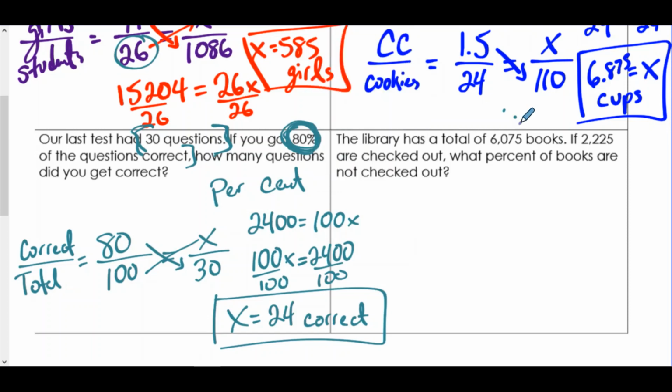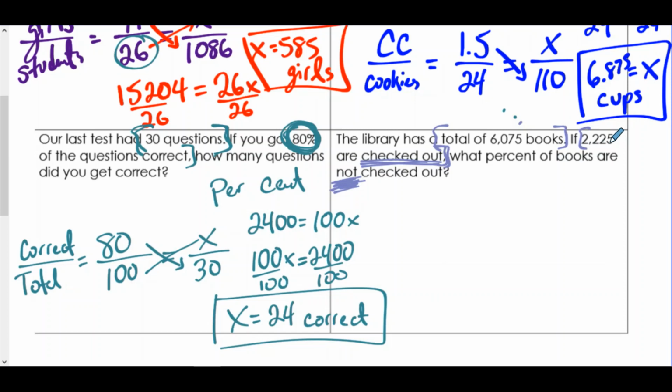All right, on this fourth one, the library has a total of 6,075 books. If there are 2,225 books checked out, what percent of the books are not checked out? We really need to read this one carefully. What percentage of the books are not checked out?